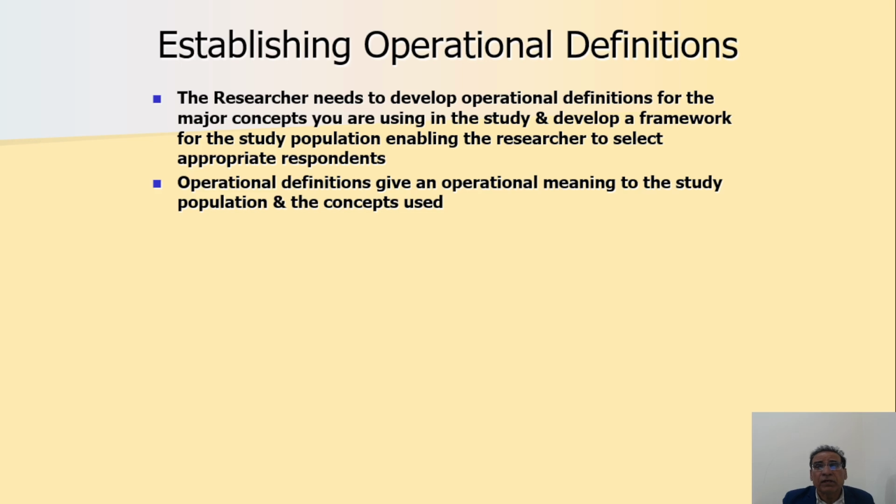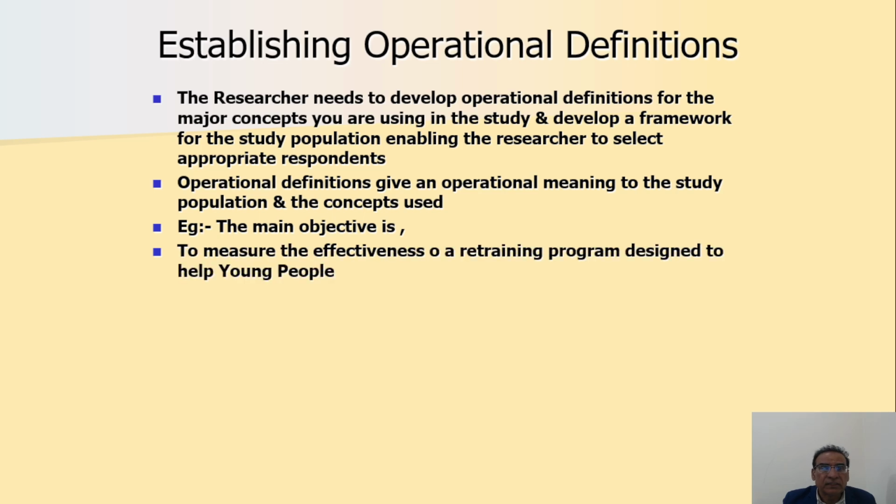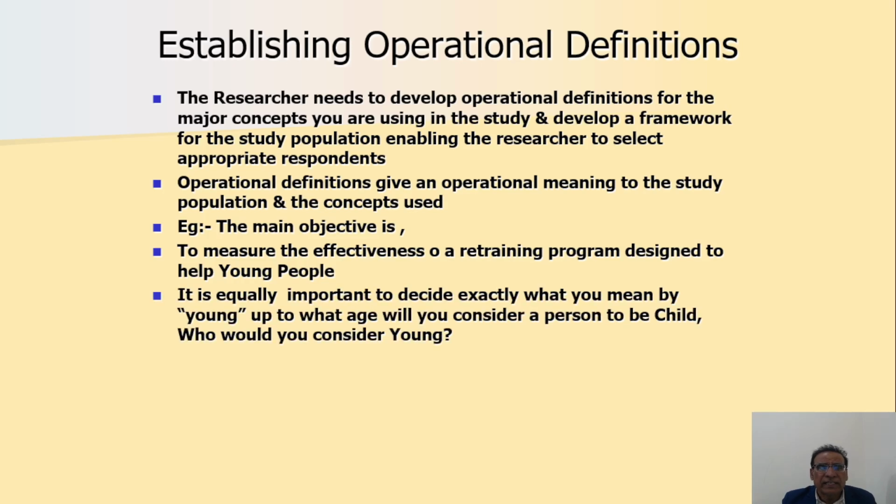Operational definition gives operational meaning to the study, population, and concept. The main objective is to measure the effectiveness of a retraining program designed to help young people. It is equally important to decide exactly what you mean by young, up to what age you will consider a person a child, and who you would consider young.